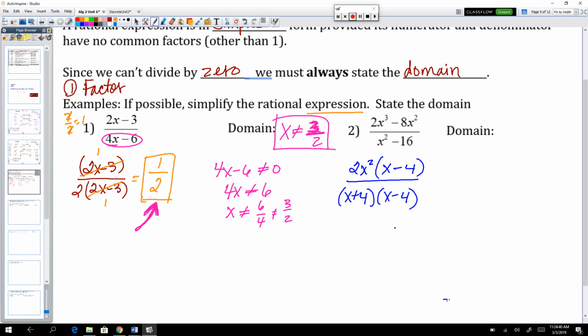Now remember, the goal of simplifying is to remove any common factors that are in the numerator and the denominator. And I see that x minus 4 and x minus 4 is common to both the top and bottom. So this leaves us with 2x squared over x plus 4 as the simplified expression. The original expression has been simplified.